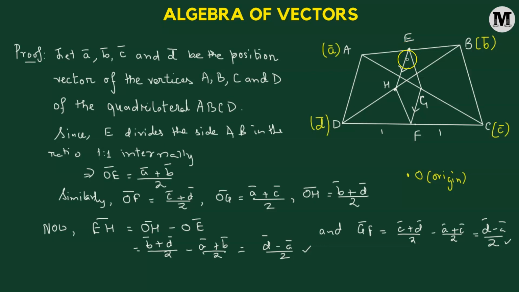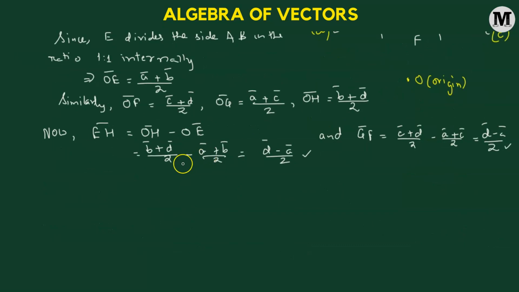Now in a quadrilateral, if the opposite sides are parallel and also of equal length, we can say that EGFH is a parallelogram. So this implies that EGFH is a parallelogram. So we have successfully proved our problem.